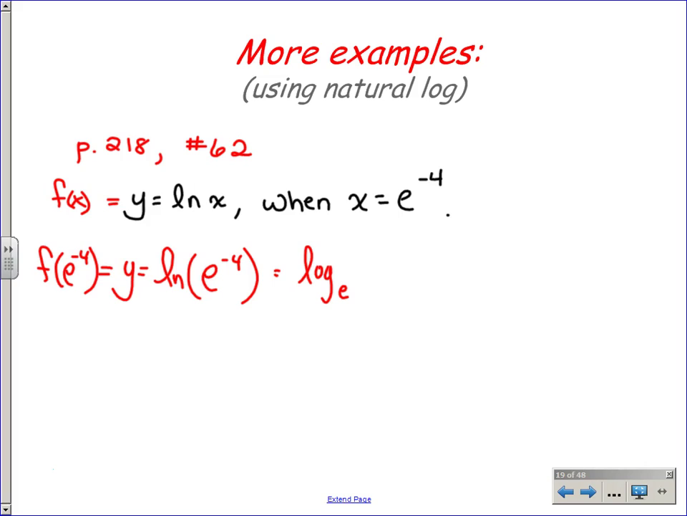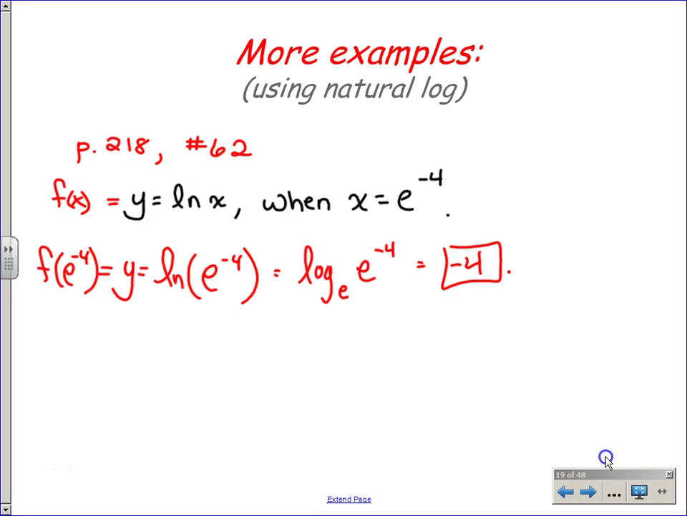Second, the power of e is its base. -4. Remember? Oh, -4. But what happened? To be undone. Yeah, just -4.